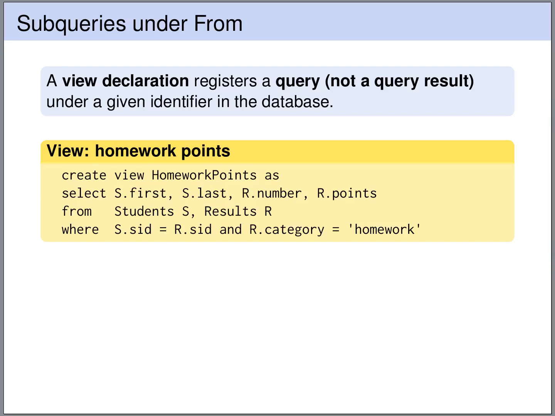A view declaration allows us to register a query under a given name in the database. It's important to understand that we register the query and not the query result. In this example, we create a view called homework points, and this view, homework points, will be short for this query. So we can also think of views as subquery macros. So we declare a macro homework points that is short for this subquery.